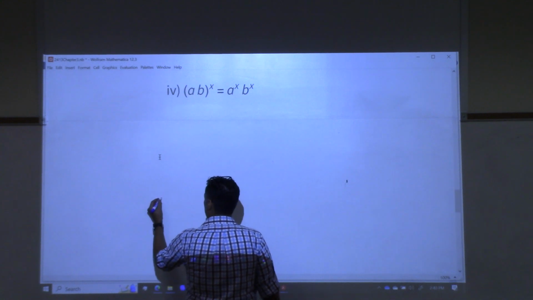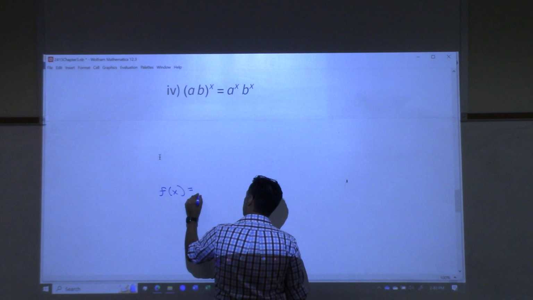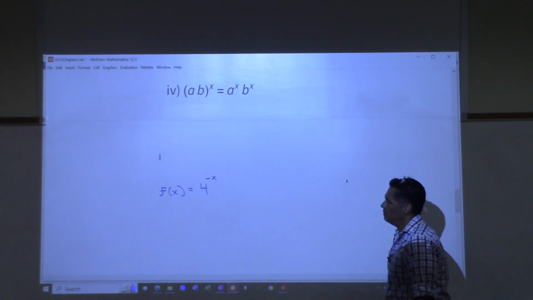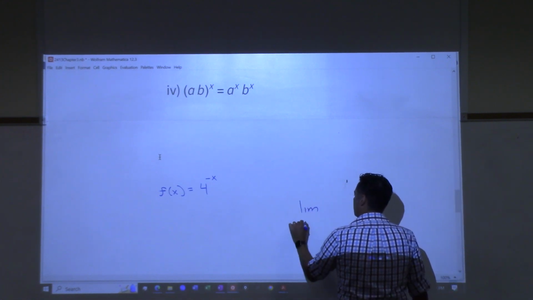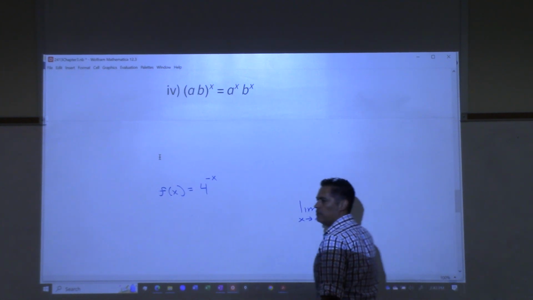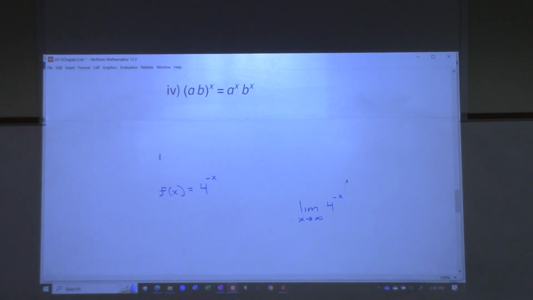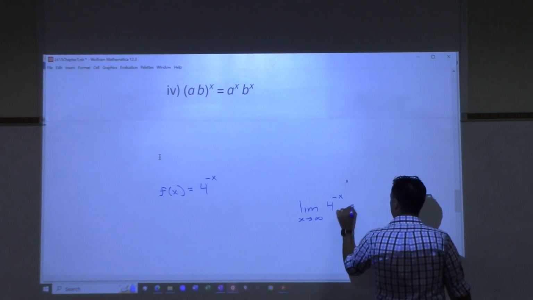If I said, look at this function, f of x equals 4 to the negative x, and I ask you, what's the limit of this as x goes to infinity? There's a few ways you can look at this. It's 0. Let's see why. There's two or three different ways you can do this. One way is this.